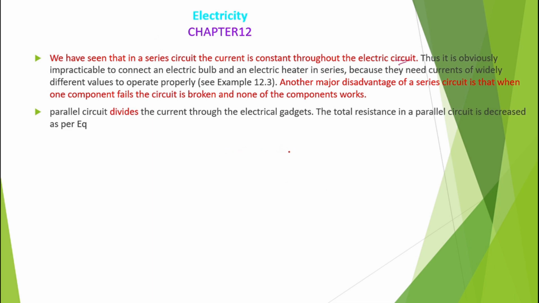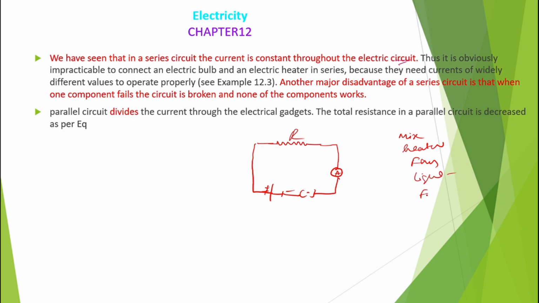See, series connection means, let me highlight, this is a series connection, correct? A connection with one ammeter and one switch and one battery. This is resistance. Resistance means it may be a mixie, it may be a heater, a fan, a light, a fridge, etc.